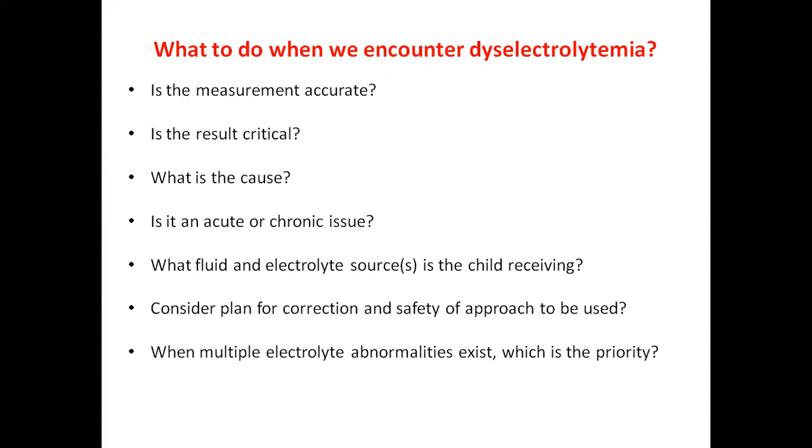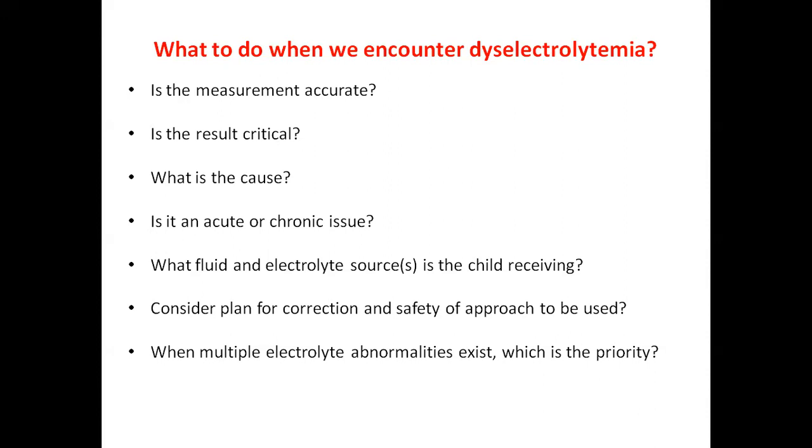Then the most important thing is whether the cause is acute or chronic, because how fast you're going to correct depends on the chronicity. If it's acute, you can correct it a little rapidly. But if it's a chronic issue, you need to correct it very slowly because the body is already adjusted to that. If you correct it very fast, the body cannot readjust again. So you have to give the time for the electrolytes to get corrected slowly.